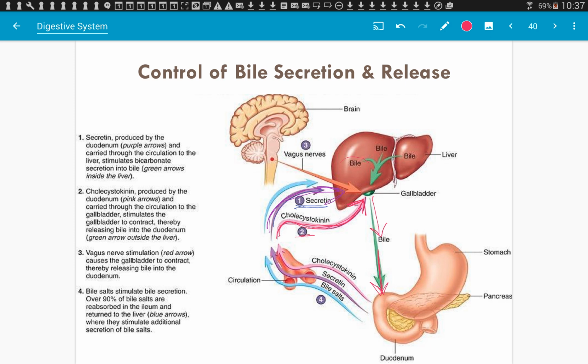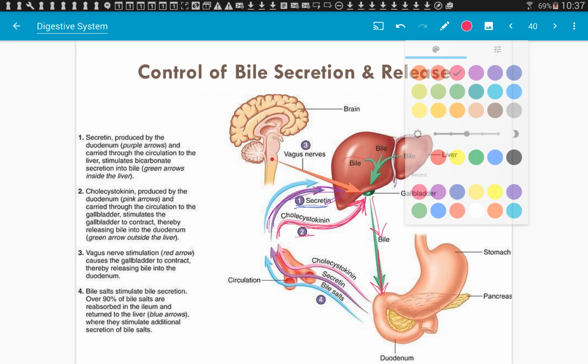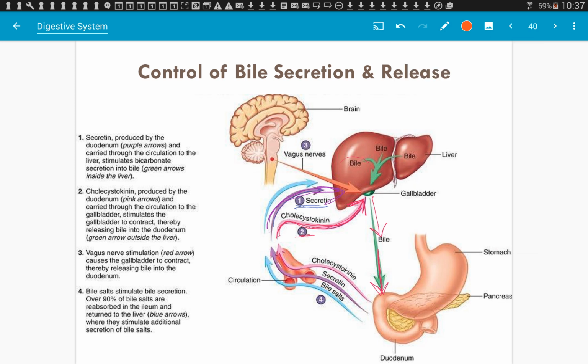Next, number three, vagus stimulation. That's orange, up here. Vagus nerve stimulation also tells the gallbladder to contract. So we have cholecystokinin telling it to contract, and we also have the vagus nerve telling it to contract. So two methods to get bile into the duodenum.